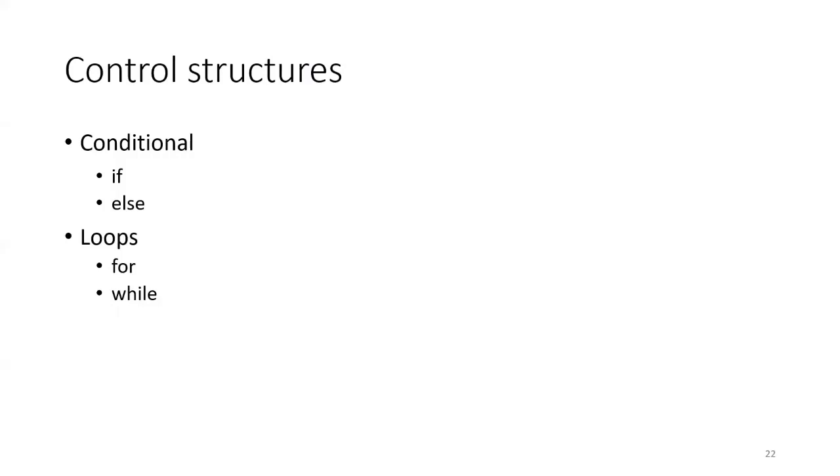Now let's see how we can define and use control structures. We talked about control structures in the previous lecture. We said that in almost any programming language, we have conditional statements such as if and else, and we have loops such as for and while. We want to see how they are defined in Python. What is the syntax and what is the semantics?